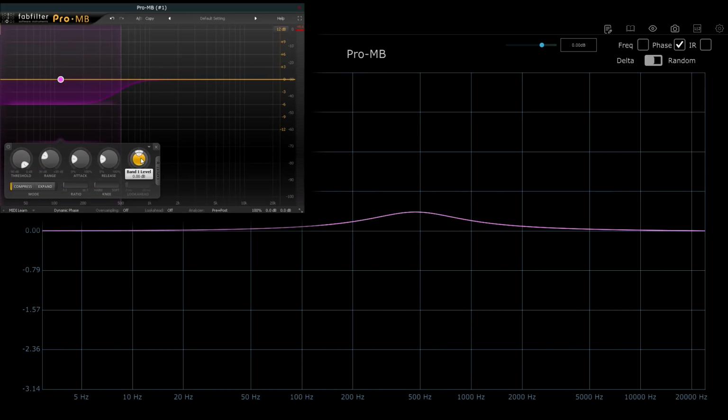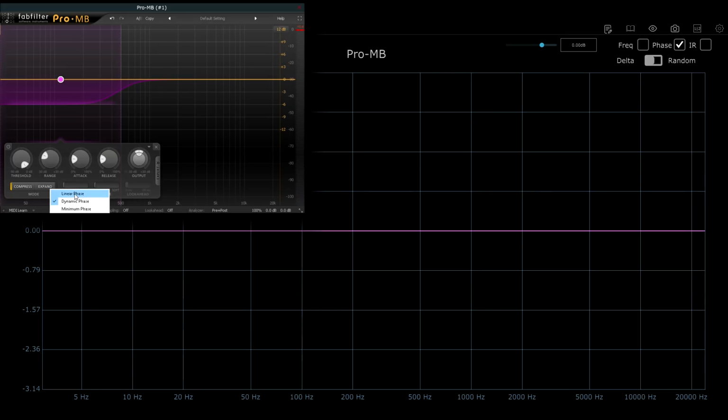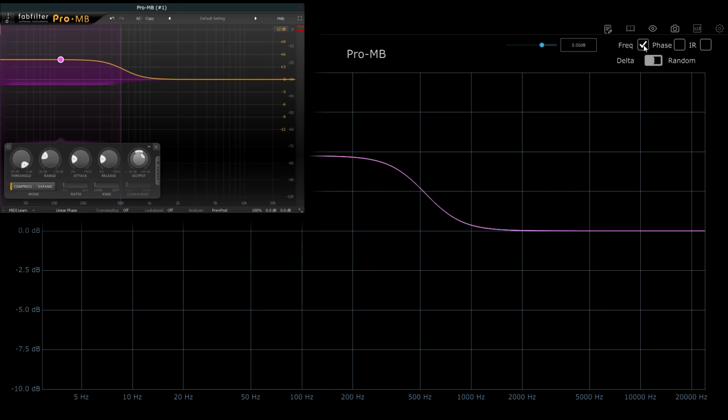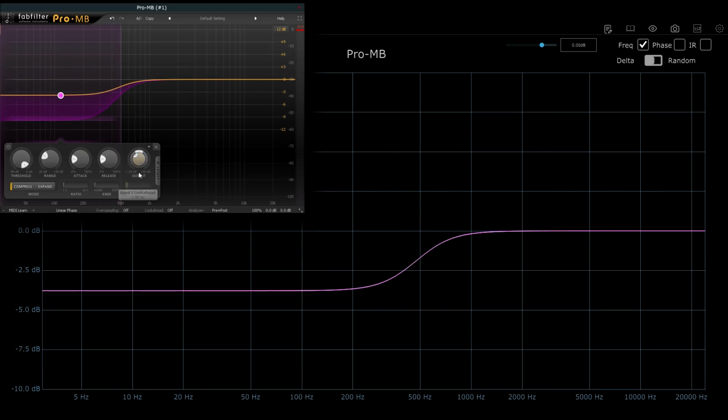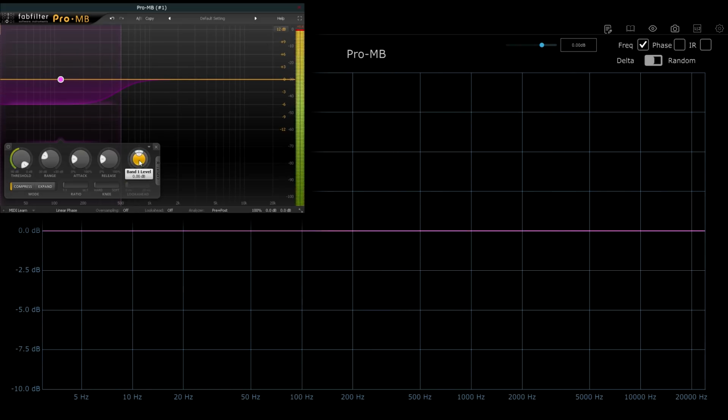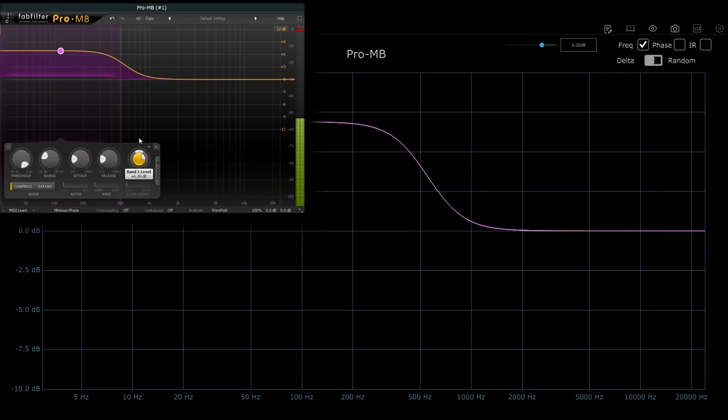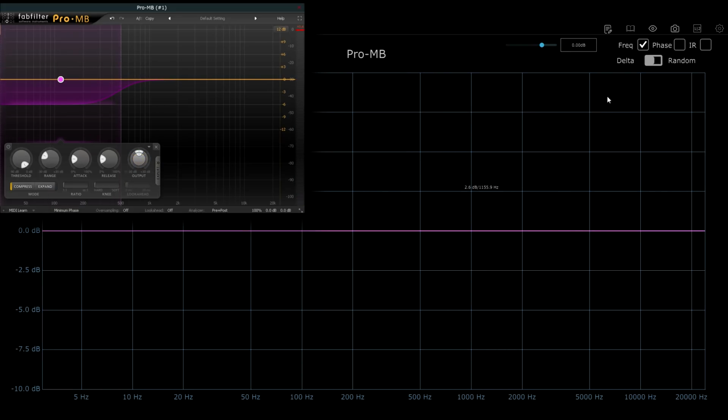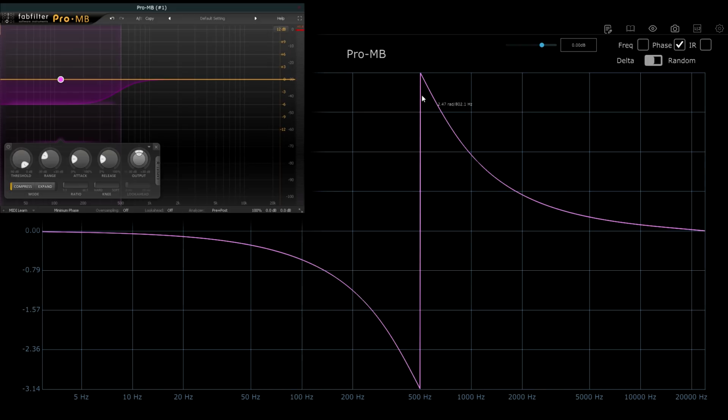If I switch to linear phase mode, obviously the phase shift disappears. It doesn't matter what I do with the gain, phase remains flat. But if I switch back to show frequency response, that definitely changes when I change the gain, so it is working as advertised. Okay, now let's try minimum phase. It looks just the same on the frequency response, but the phase shift is now really significant around the crossover frequency.